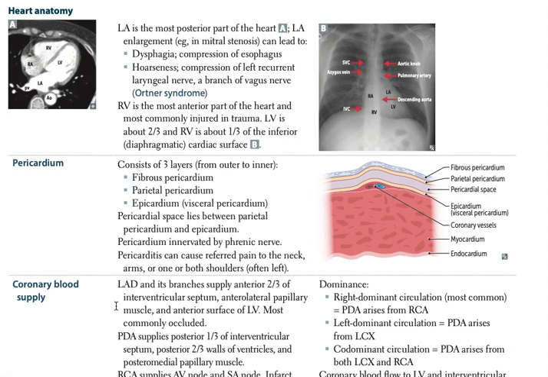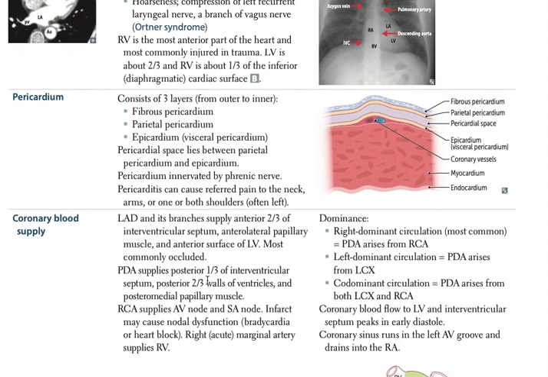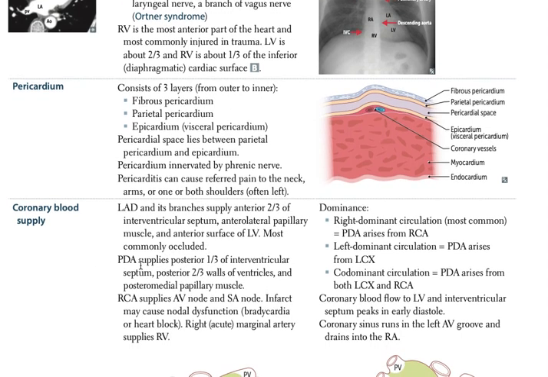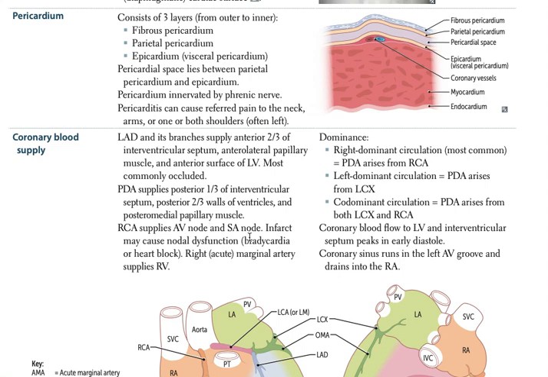Coronary blood supply. The LAD and its branches supply the anterior 2/3 of the interventricular septum, the anterolateral papillary muscle and the anterior surface of the left ventricle, and it is the most commonly occluded artery. The PDA supplies the posterior 1/3 of the interventricular septum, the posterior 2/3 of the walls of the ventricle and the posteromedial papillary muscle. RCA supplies the AV node and SA node.